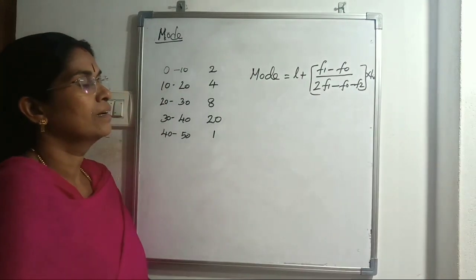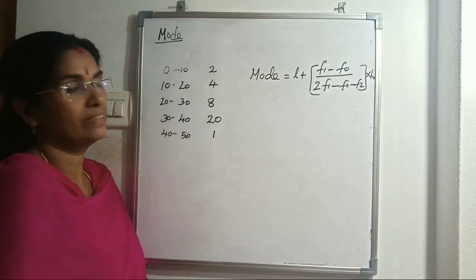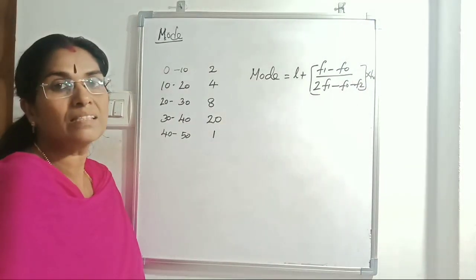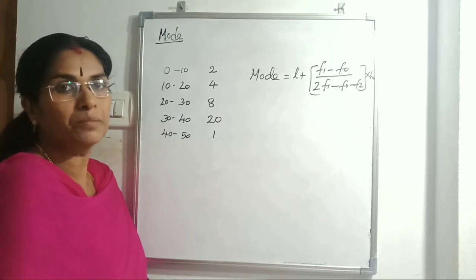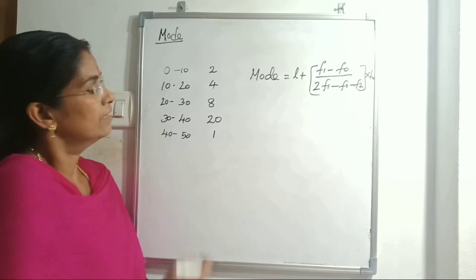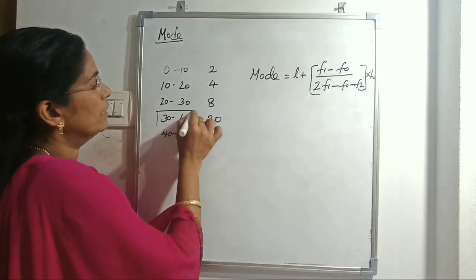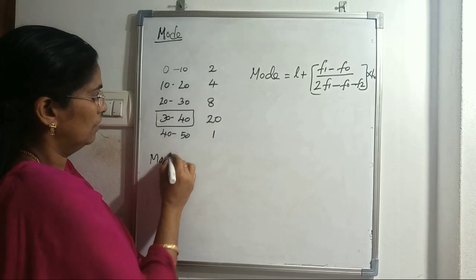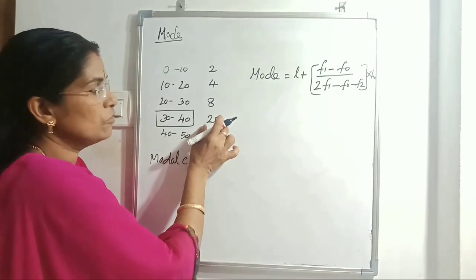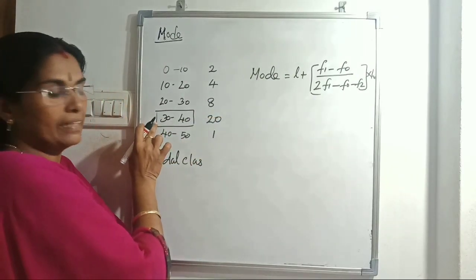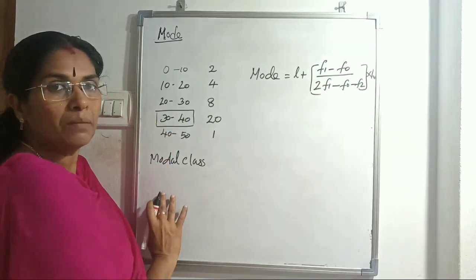L is the lower limit of the maximum frequency class interval. In which class is the maximum frequency coming? That class's lower limit it is. That maximum frequency class interval is called the modal class. Here 20 is the maximum, the highest value we are finding. That class we are taking is called the modal class. Here 20 to 30 is the modal class.